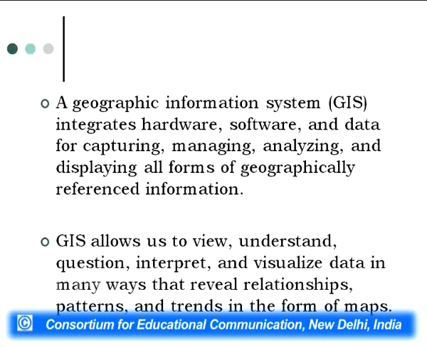So there is a keyword here, geographically referenced information. The geographically referenced information is basically information that has been put into a geographical framework, meaning it has annotations, and the information could be read on screen in terms of latitude and longitude. Thus GIS allows us to view, understand, question, interpret, and visualize data in many ways that reveal relationships, patterns, and trends in the form of maps.